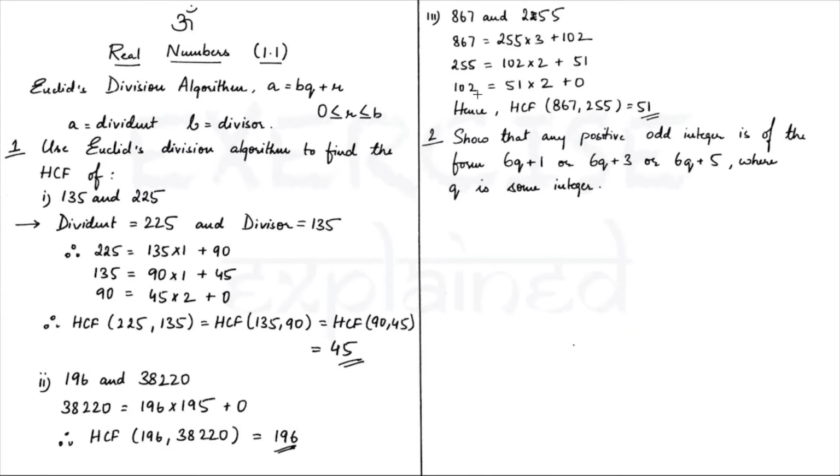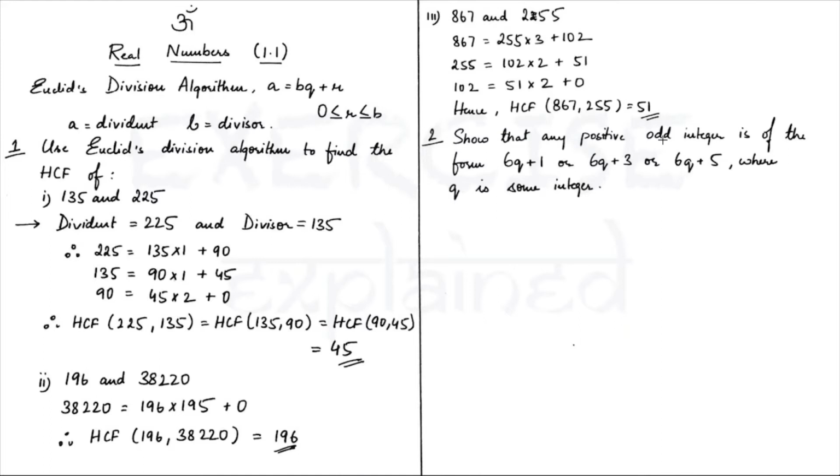Coming to the next step, 102 becomes the dividend and 51 becomes the divisor: 102 = 51 into 2 plus 0. So we can just write HCF of 867, 255 is nothing but 51. That is the last divisor which we have got. That's going to be the answer.